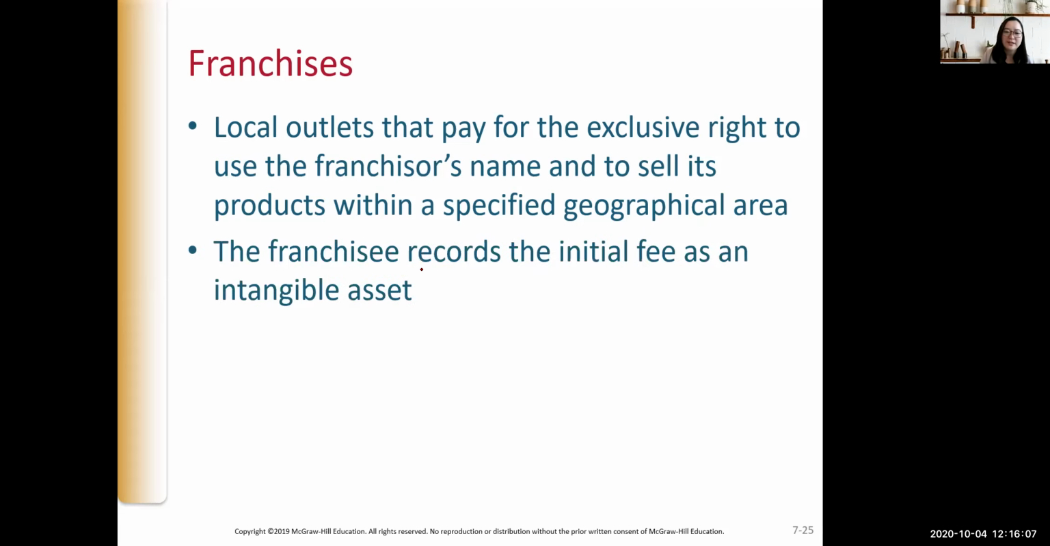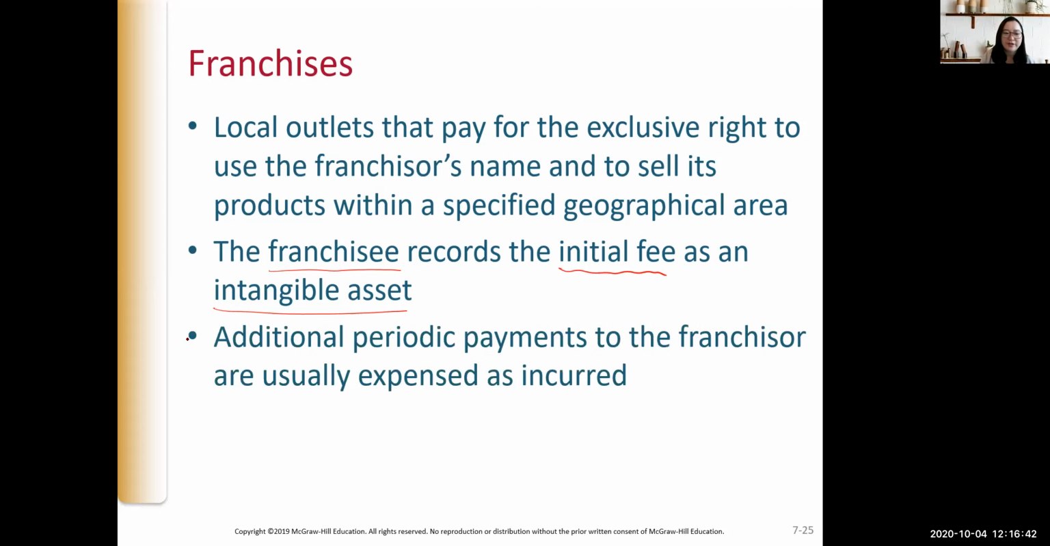And the franchisee, the one who actually wants to buy the franchisor's name, records an initial fee as an intangible asset. For example, if it takes you 200,000 or 500,000 to open a Dunkin' Donuts cafe on Ceilings Grove Market Street, then that 500,000 is going to be your asset, called the franchise asset. It's an initial fee that you have to pay the Dunkin' Donuts Corporation to set up that cafe.